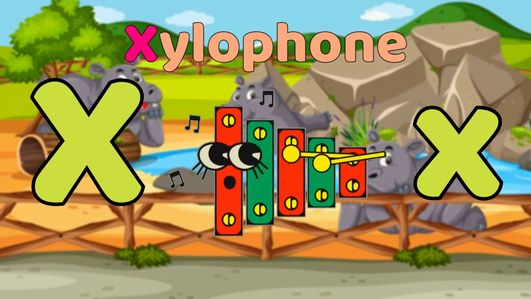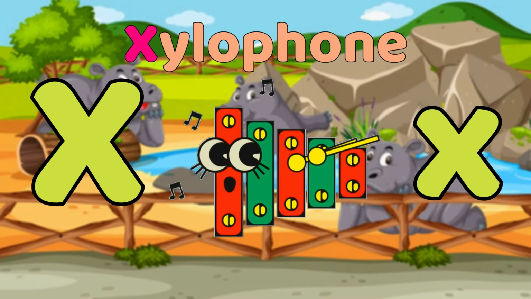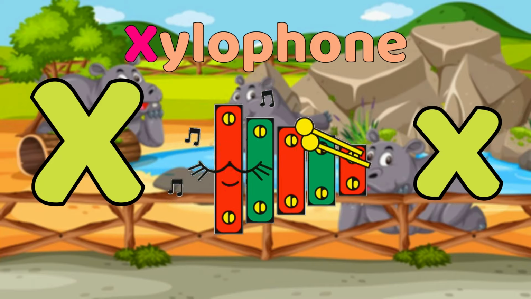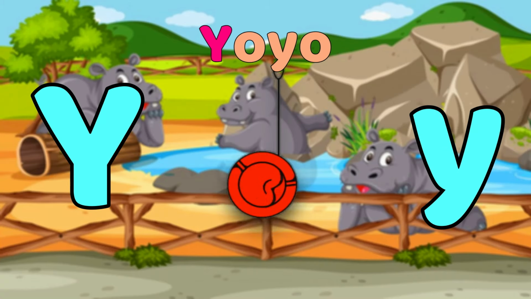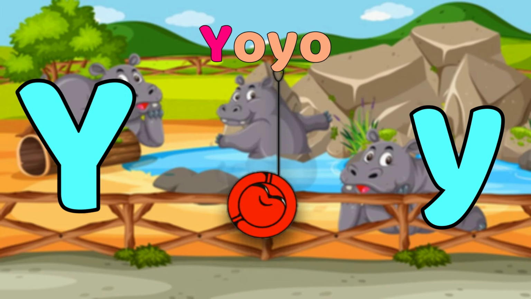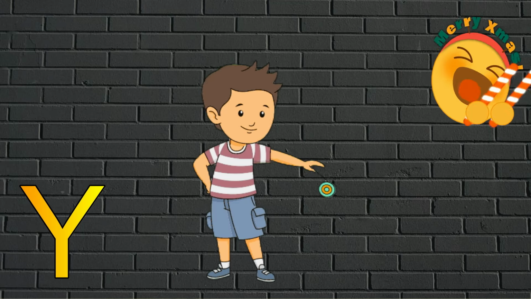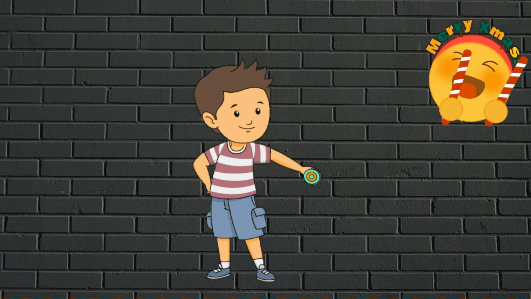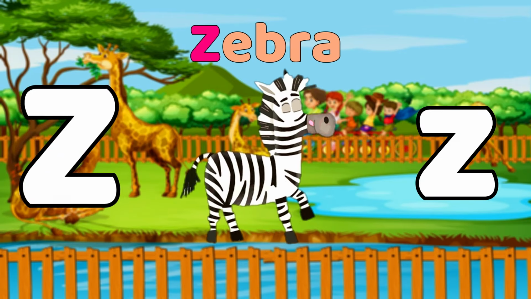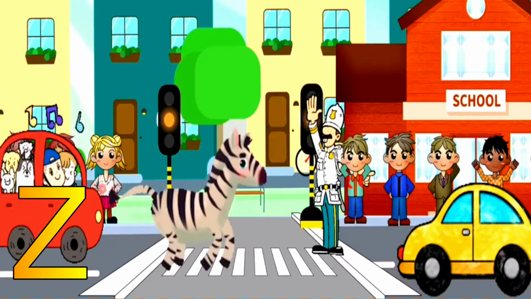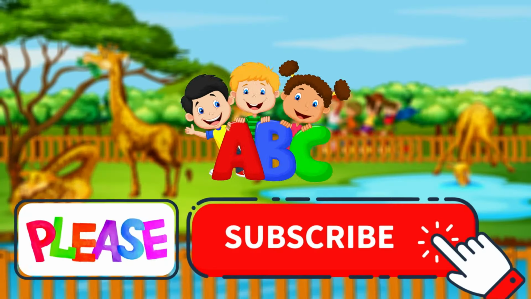X is for xylophone, Z, Z, xylophone. Y is for yo-yo, Y, Y, yo-yo. Z is for zebra, Z, Z, zebra. The kite.